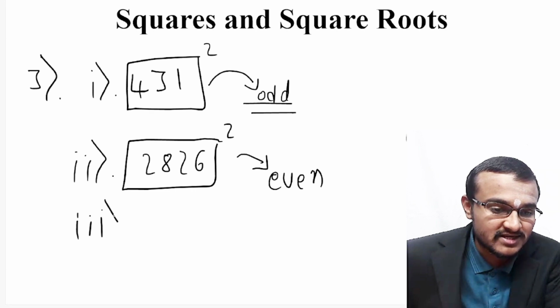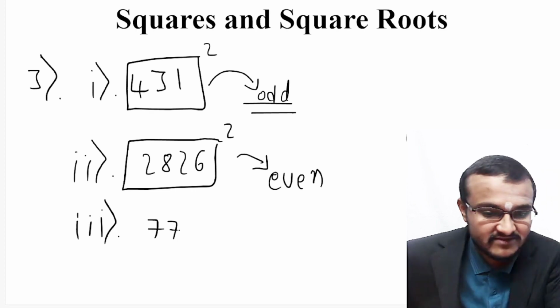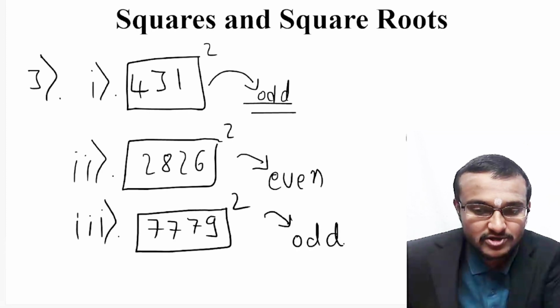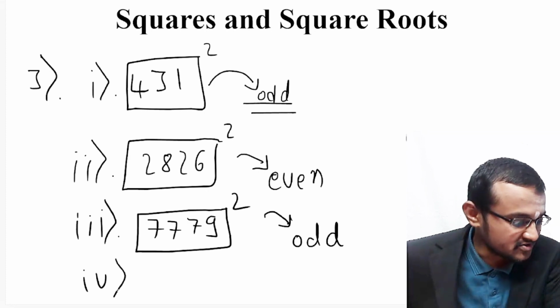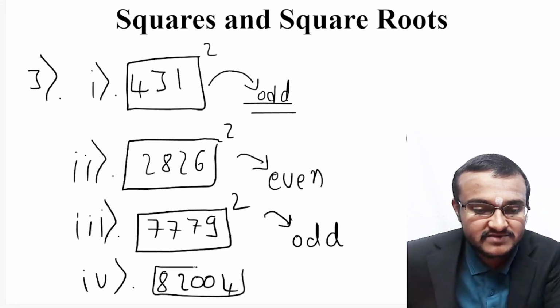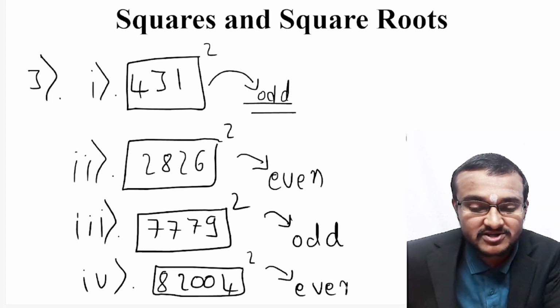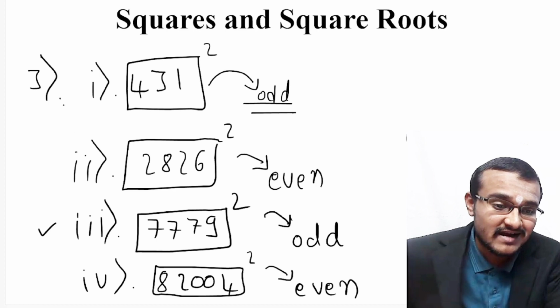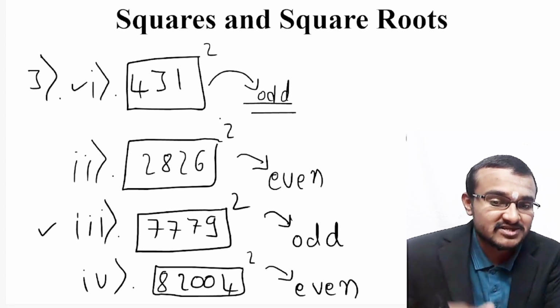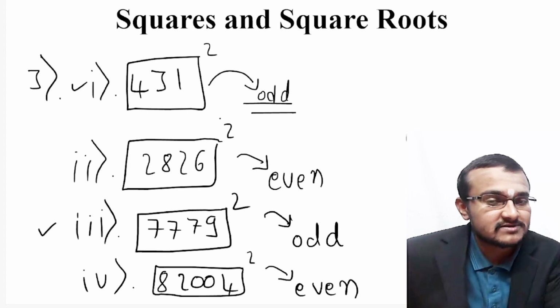Similarly, coming to the third question, here they have given 7779. So this is also an odd number, and the square of this odd number will also be an odd number. Coming to the fourth question, they have given 82004. So the square of this even number will also be an even number. So in the third and first questions, if you take the square of these two numbers, they will give odd perfect squares.